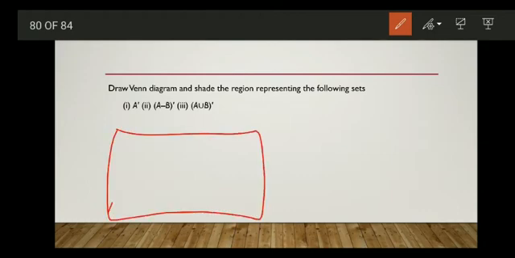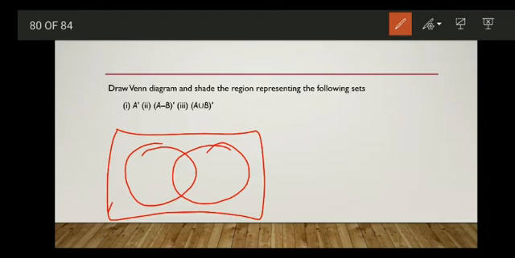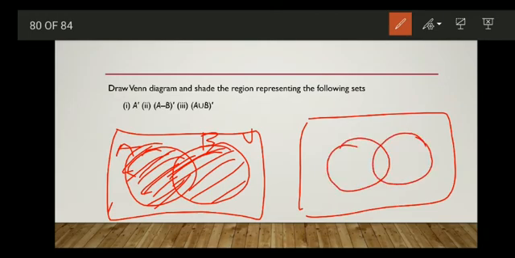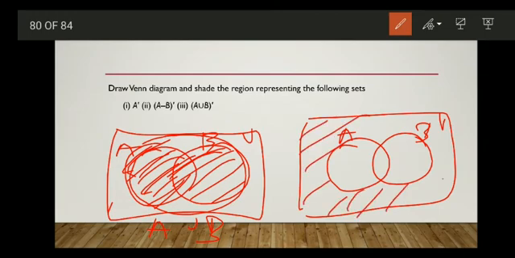Then A union B whole complement. So how to find A union B complement? First we have to draw the Venn diagram of A union B. A union B will be elements of A and B. We have to shade both A and B. What will be A union B complement? We have to consider the elements other than the elements here, right? This is A union B. A union B complement will be the other remaining things. We have to leave A union B. So this will be A union B whole complement.